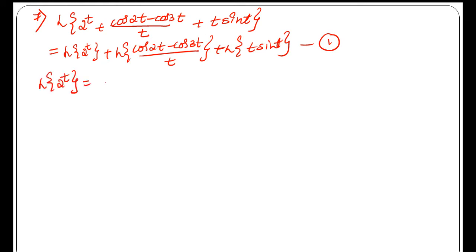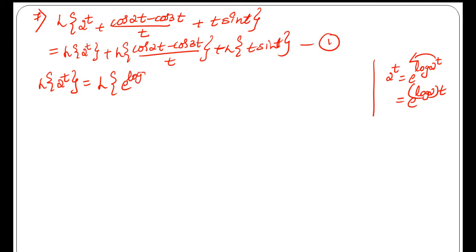So the Laplace transform of 2^t can be written as the Laplace transform of e^(log 2^t), since 2^t can be written that way. That is the same as e^(log 2 times t), taking the third rule of logarithm: log m^n is n log m. So this is e^(log 2 t). The Laplace transform of e^(at) is 1 by s minus a, where a is log 2 to the base e. Okay, that is the answer for the first term.